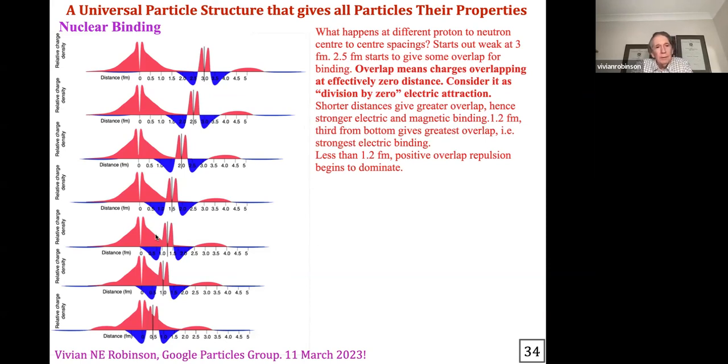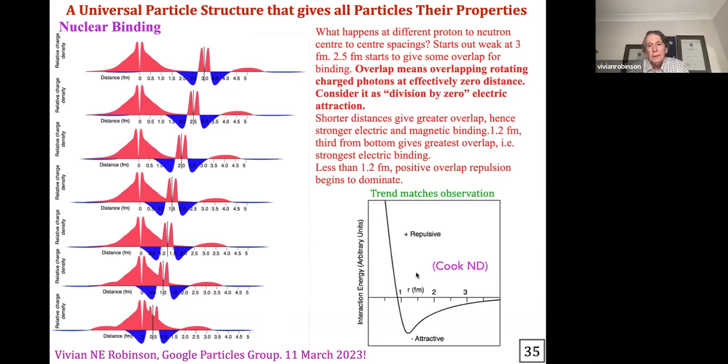And now you've got the two charges starting to overlap, two positive charges starting to overlap. By 1 FM, it's quite a strong overlap. At 0.5 FM, it's a huge overlap. I respectfully suggest that shows up in this work by Cook.